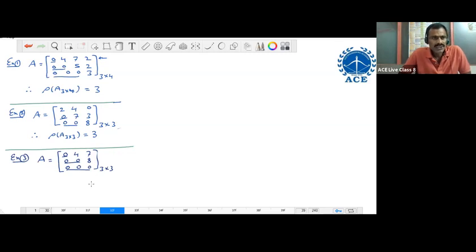According to the second condition of echelon form, if a 0 row exists, that 0 row should be below the non-zero rows. First row is a non-zero row, second row is a non-zero row, third row is a 0 row. This 0 row is placed below the non-zero rows only. The two conditions of echelon form are satisfied. Therefore, it is in echelon form. We write the rank. Therefore, rank of A, 3 by 3 matrix, equal to the number of non-zero rows, that is 2 only.